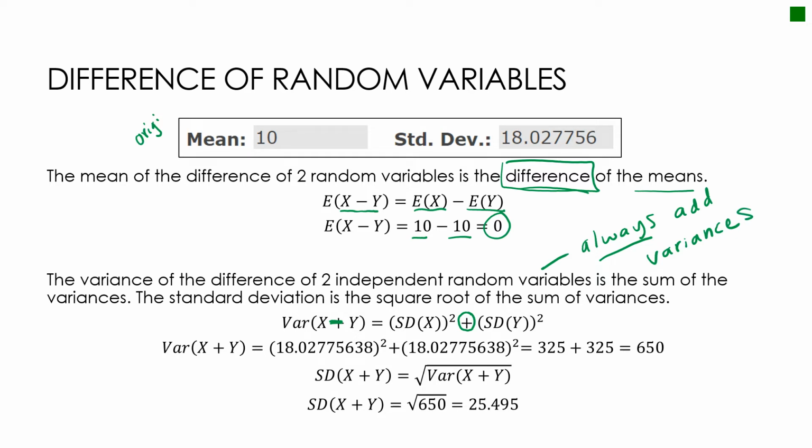And so here I have the variance of x minus y is still me adding those together to get a variance of 650. And again, the standard deviation is the square root. And notice that's the same standard deviation as before. So that is still the standard deviation, whether it's the sum or difference.